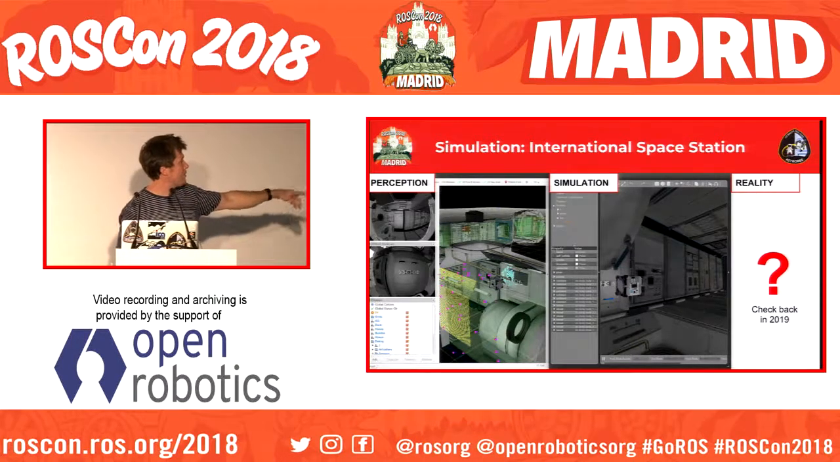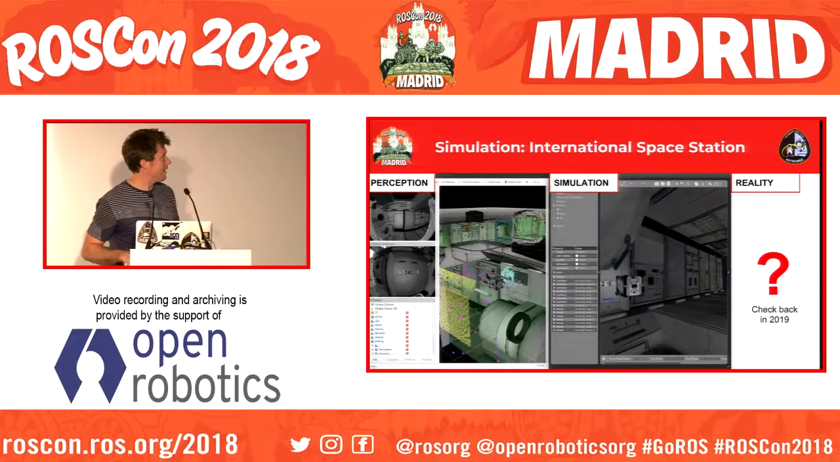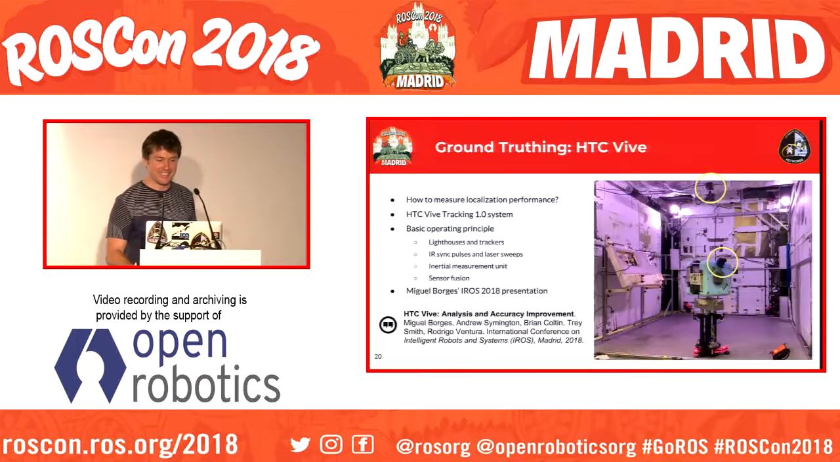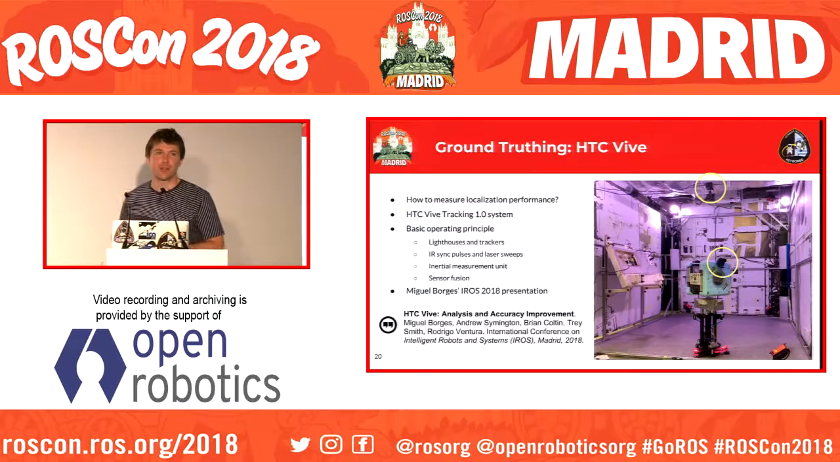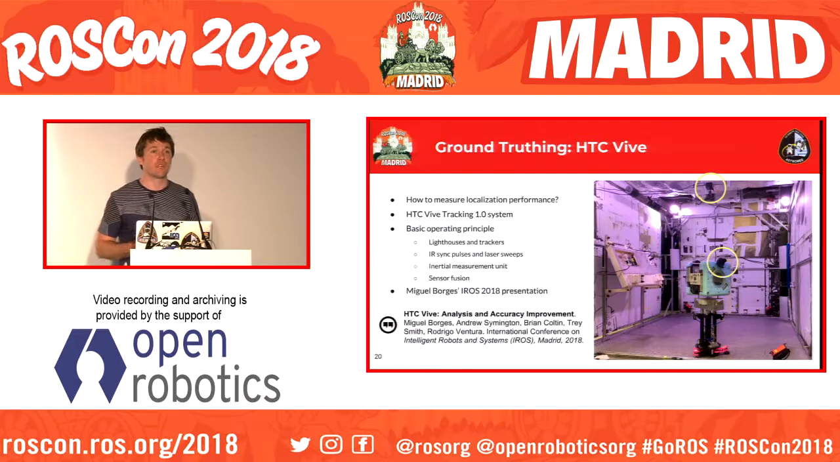And then the Gazebo version, and then, again, reality, let's check back in 2019. Another important thing for us is ground truthing. We need to know how accurate our system is, especially with our localization. So we use the Vive tracking system.